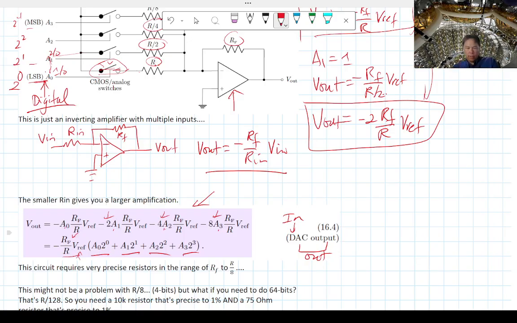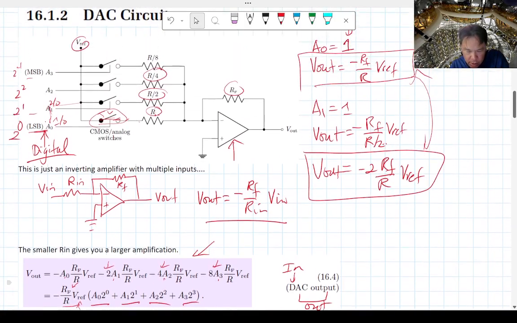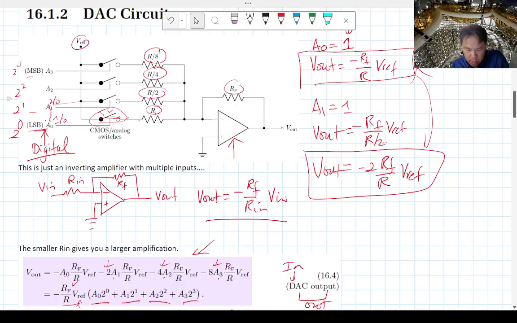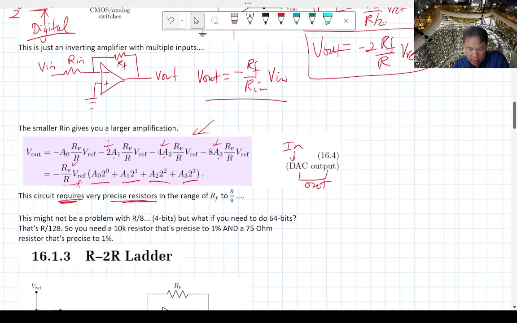So this is pretty neat, right? It's pretty simple. And you would think, well, that's the way we should do it, right? The problem is on this particular circuit, I'm going to highlight things in blue. You're going to need very, very precise resistors. Because if your smallest resistor is only going up to R over 8, that's for 4-bit conversion.